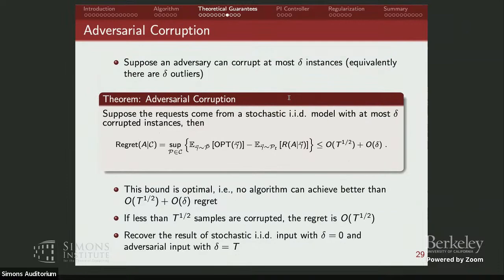The next setting I'm going to talk about is adversarial corruption. That means most of the samples come from the IID model, but there are delta instances that are corrupted by the adversary. In that case, what we can show is that the regret bound is order square root of T plus order delta. In particular, when delta equals zero it is the IID case, and it's square root of T. If delta is order T, then it recovers the adversarial case, and there you can only get order T regret. As long as you corrupt fewer than square root of T instances, you are totally fine.